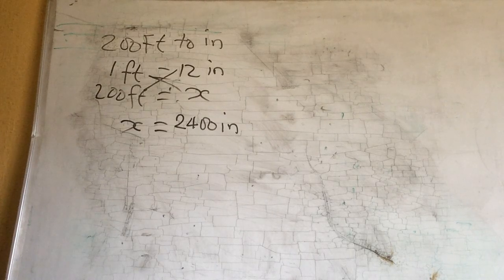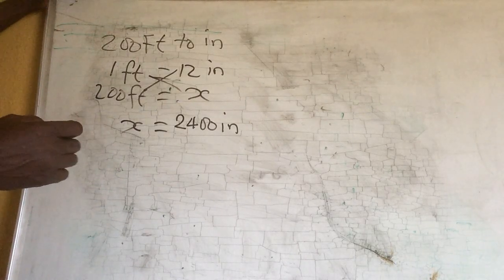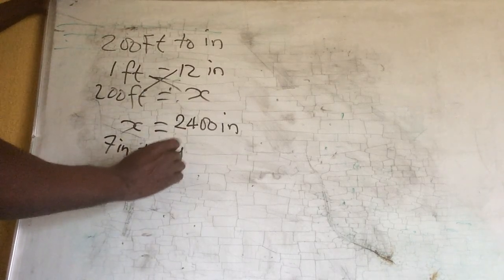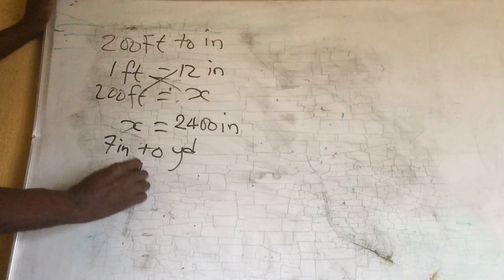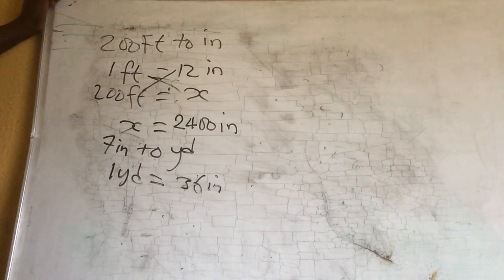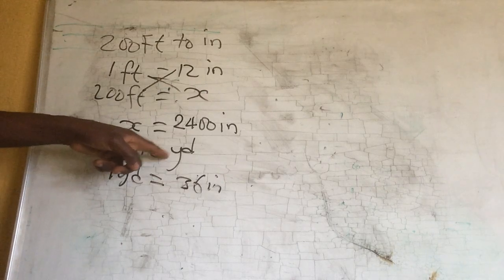Even converting 7 inches to yard. You now check the relationship between inch and the yard. Is there any relationship between inch and the yard? Yes, 1 yard is equal to 36 inches. That's the relationship. Now you want to convert 7 inches to yard.